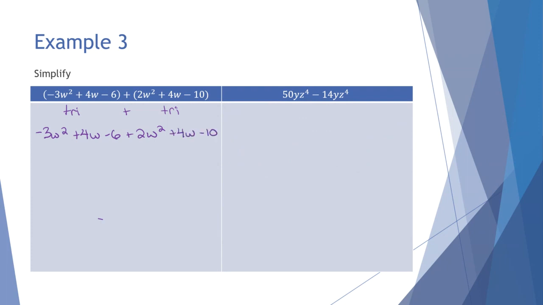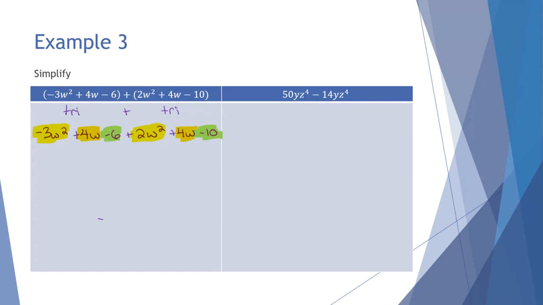And now we're going to combine like terms. So I'm going to color code what are like terms. The w squareds, those are like terms. The 4 w's, those are like terms. And then we have the minus 6 and the minus 10.